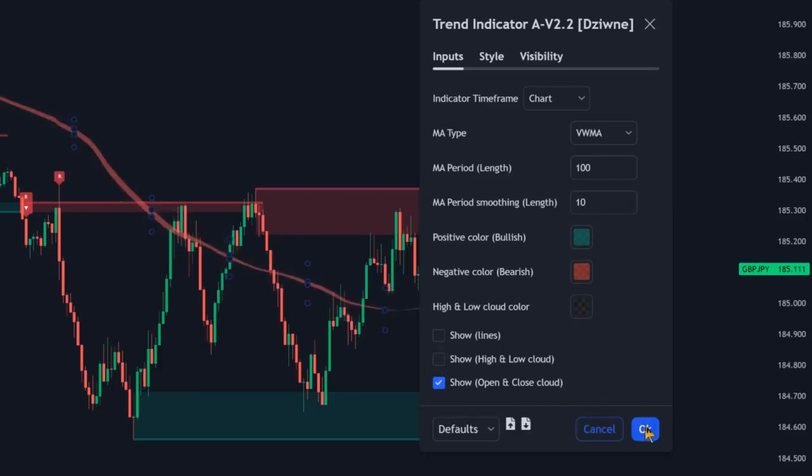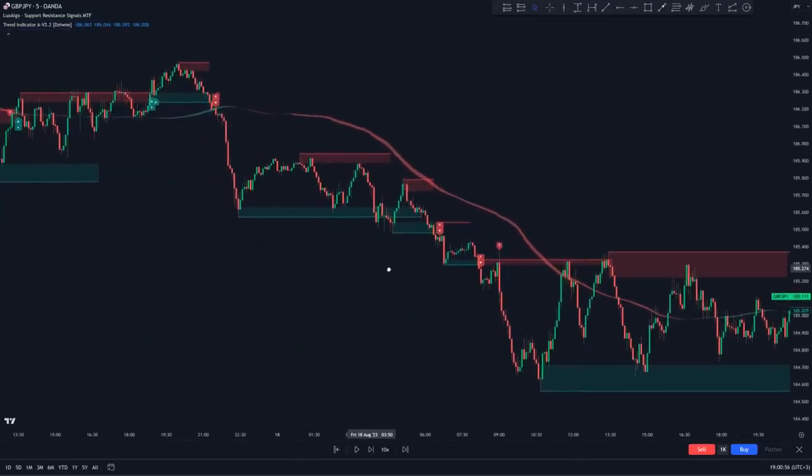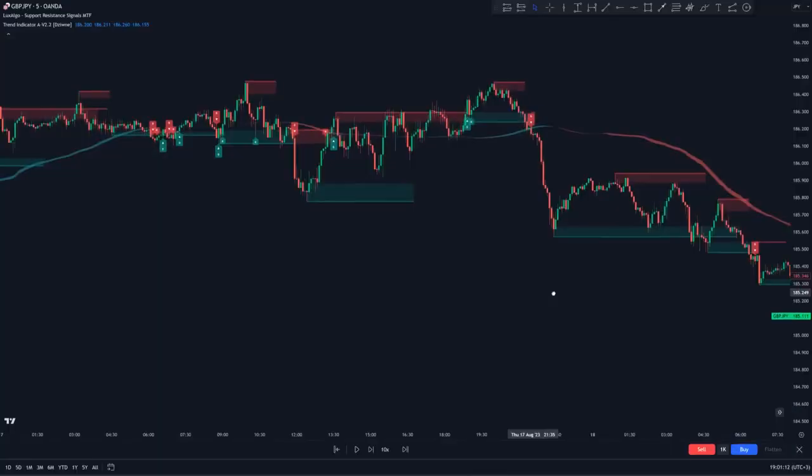After that, click OK. Now, at this point in time, I know you may be thinking, but how can we take the break and retest trades using these 2 indicators? Well, let me show you.